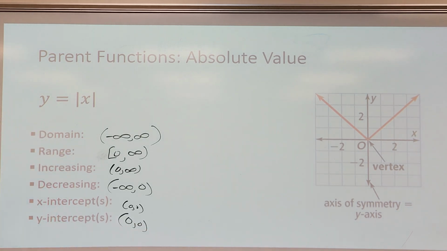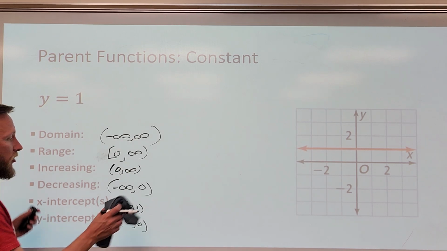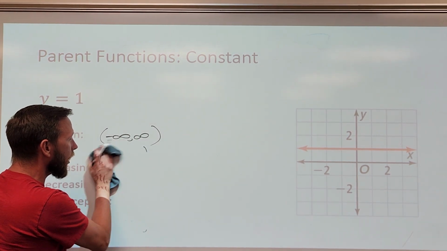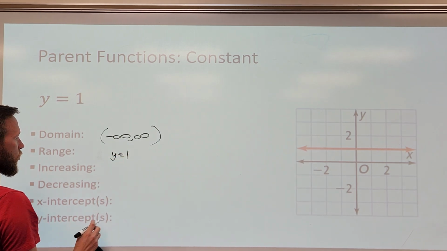All right, so we've seen a lot of similarities from function to function, to make sure that we can think about these lines, these parabolas, these absolute value graphs. When we have a constant, y is just equal to a number, our domain is all reals, right? Our range is just y equals 1.